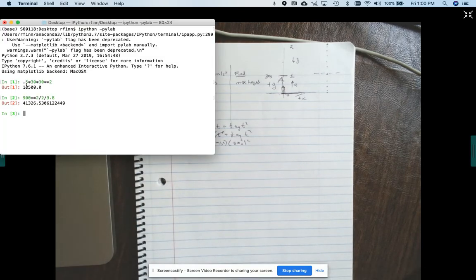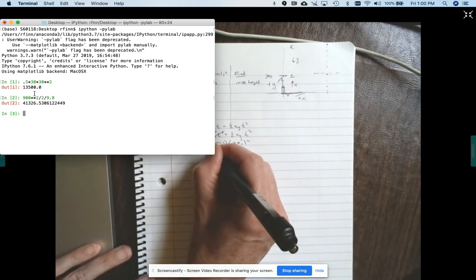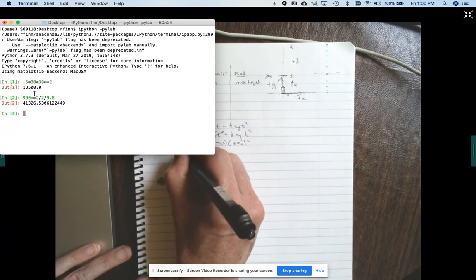I kind of did this out already in Python. So it's 0.5 times 30 squared, so I get 13,500 meters.